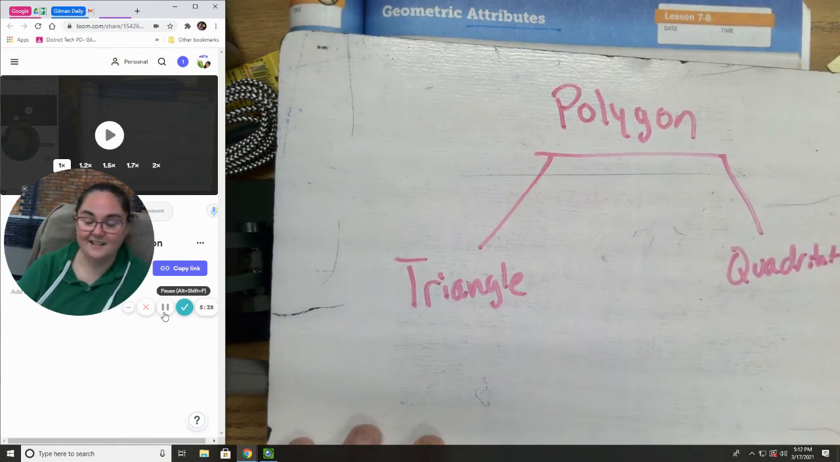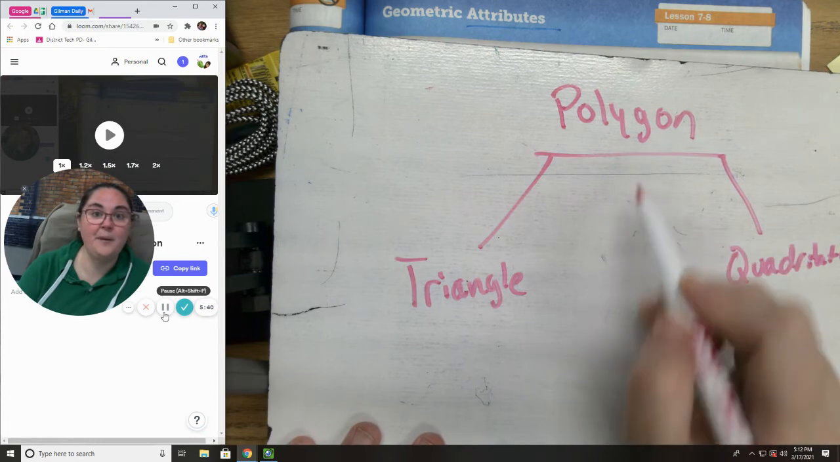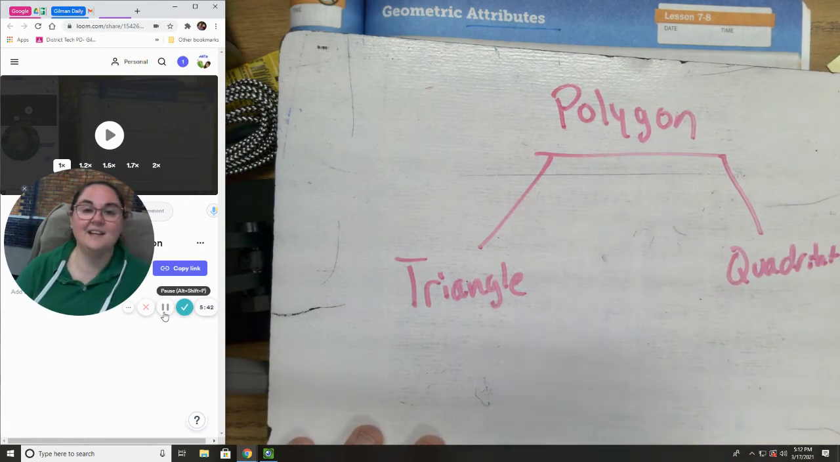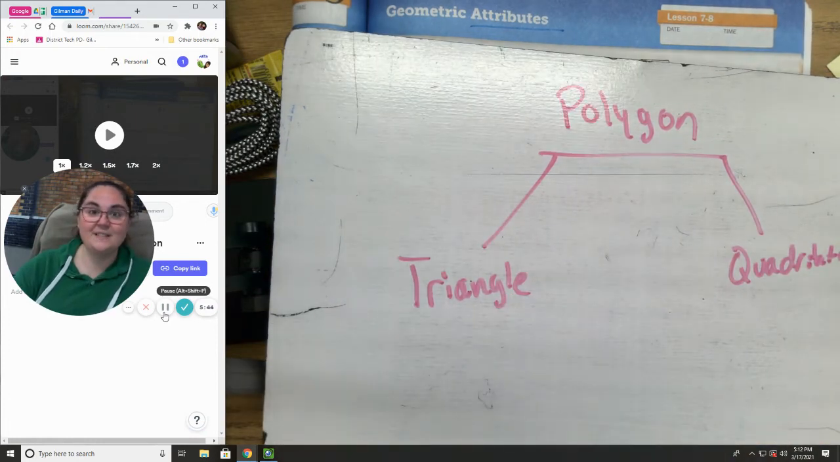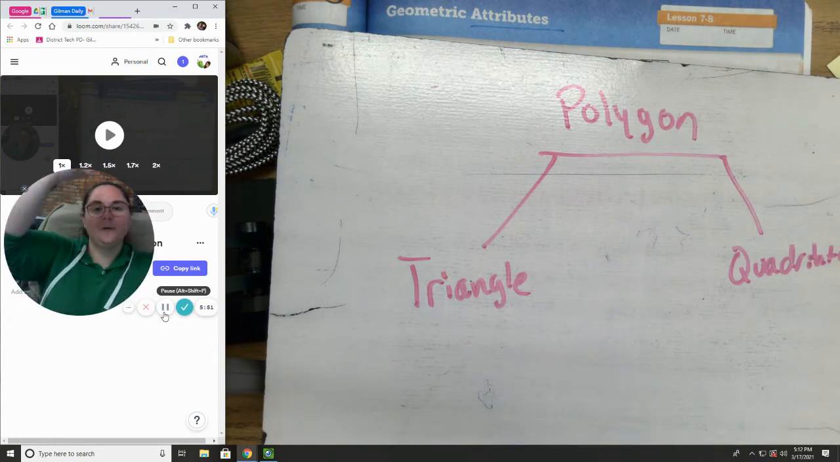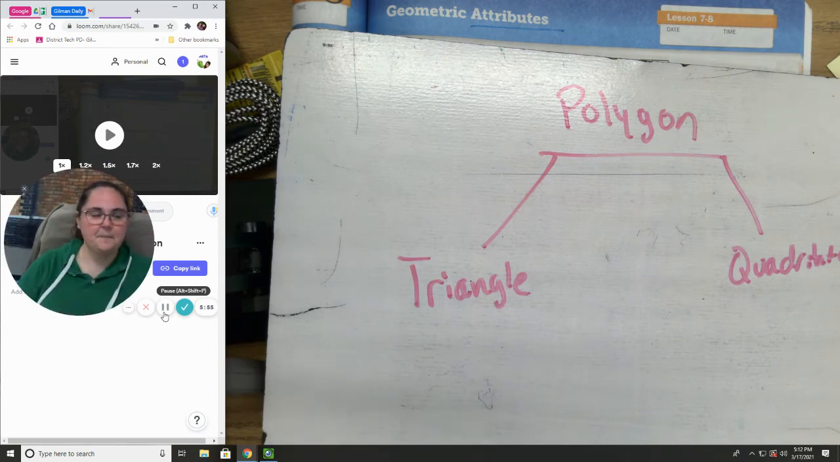All right. And then I also would have a pentagon, a hexagon, and each of those would have their own separate area. Okay, so polygon is the step up from quadrilateral. Make sense? So give me just a second.